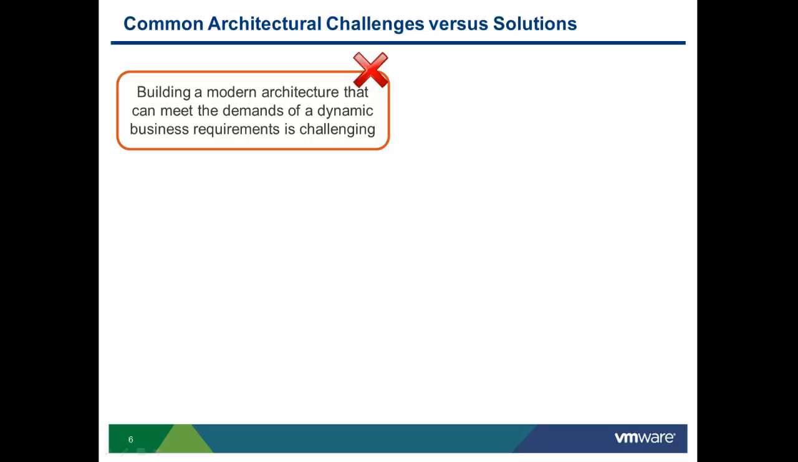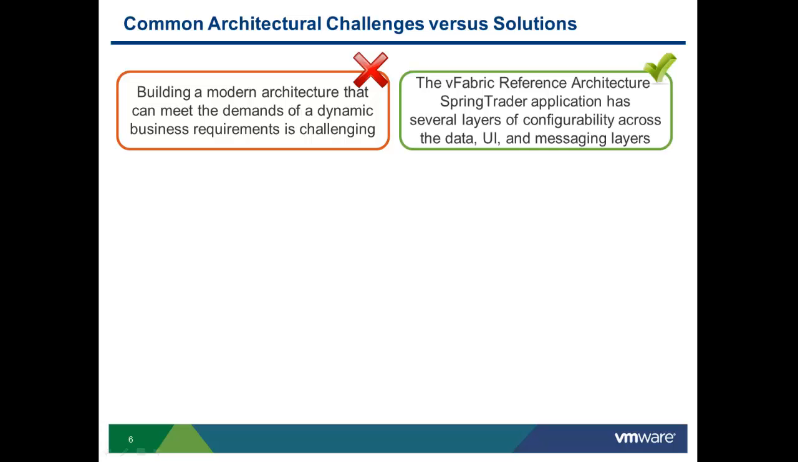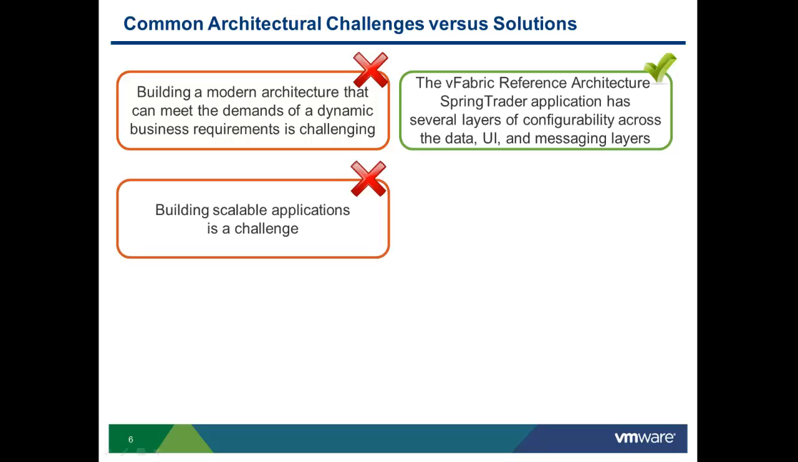First, building modern architectures that can handle dynamically changing business requirements is always challenging. In the vFabric reference architecture, we use the Spring Trader application that has several layers of configuration across the data, user interface, and messaging layers.